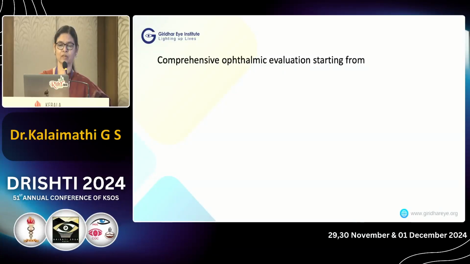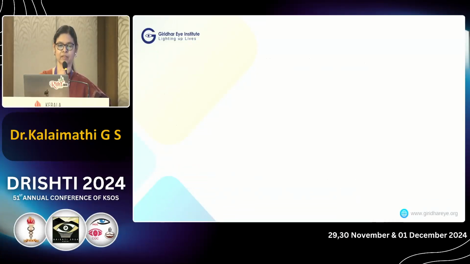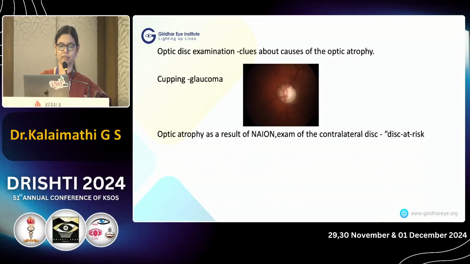So, a comprehensive ophthalmic evaluation should be done, starting from best corrected visual acuity, color vision, pupillary examination, slit lamp examination, and optic disc examination, which is very important. It gives clues regarding the cause for the optic atrophy. For example, if there is cupping, then we can think in terms of glaucomatous optic atrophy, and we have to examine the optic disc of the other eye also.